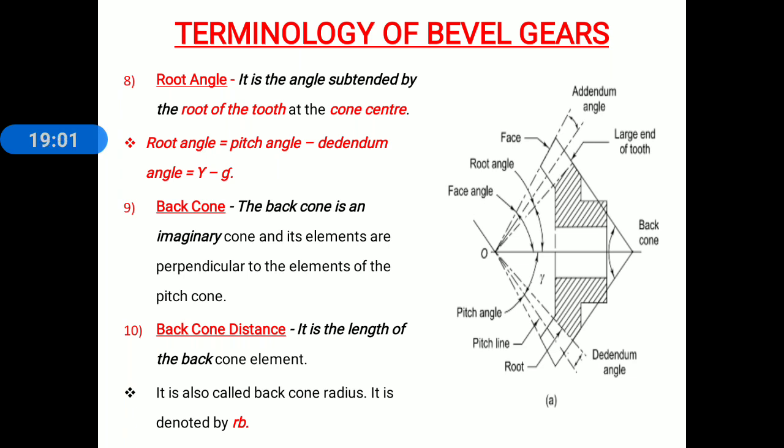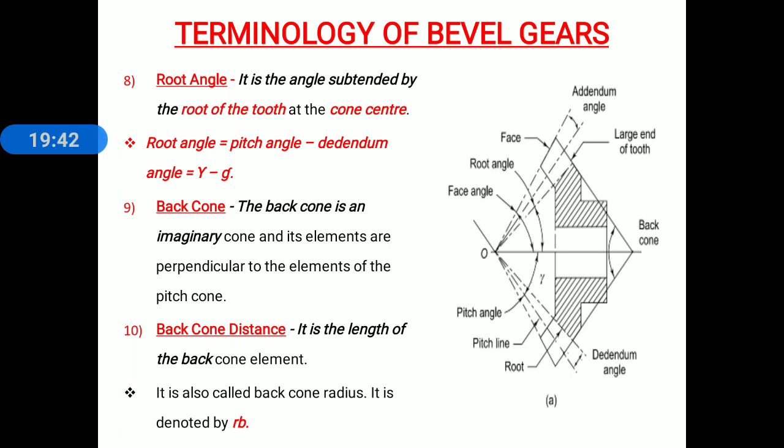Back cone, point number 9 in terminology of bevel gear. Here it is clearly shown in this sketch. Back cone is an imaginary cone, and its elements are perpendicular to the elements of the pitch cone. And the last point in terminology, back cone distance. Back cone distance is the length of the back cone element, and it is also called back cone radius, and it is denoted by letter R suffix B.